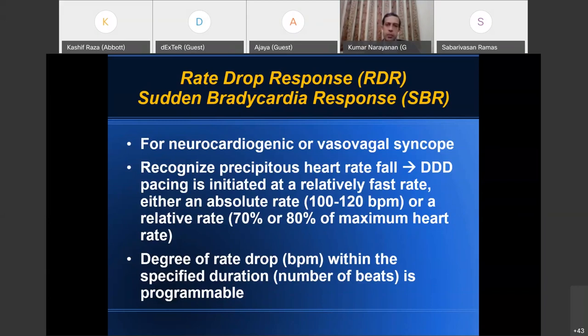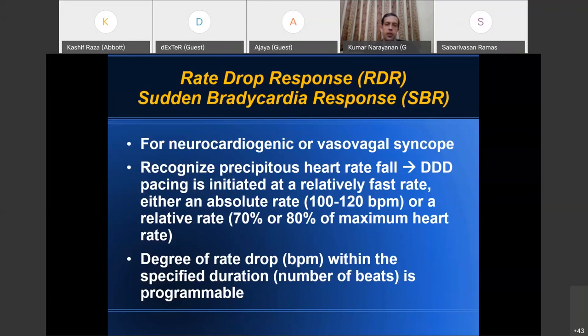Now, when you implant a pacemaker primarily for this indication, then the pacemaker needs to do something special to ensure that an episode is aborted. If you think about the pathophysiology of a vasovagal or neurocardiogenic syncope, especially of the cardioinhibitory type, it is characterized by a sudden and precipitous fall in heart rate. So one moment, the patient can be having a heart rate of 80 or 90, and the next moment, it's either 20 or 30.